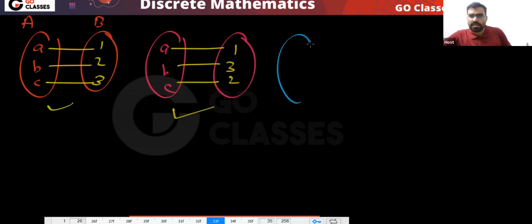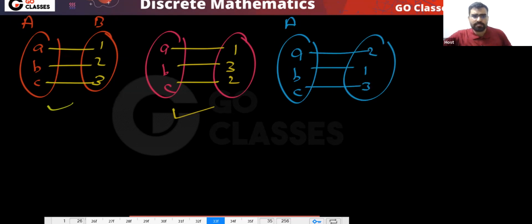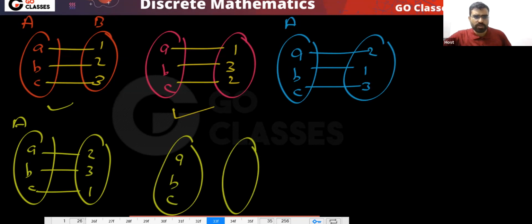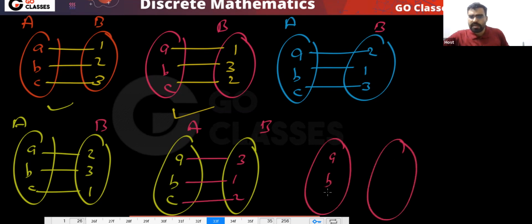This is another bijection. Fix A, don't change A, and this is another bijection. Similarly, fix A, don't change A, but you can rotate B. 3, 1, 2, this is another bijection. And finally, A, B, C, fix this A, and now 3, 2, 1. This is another bijection.